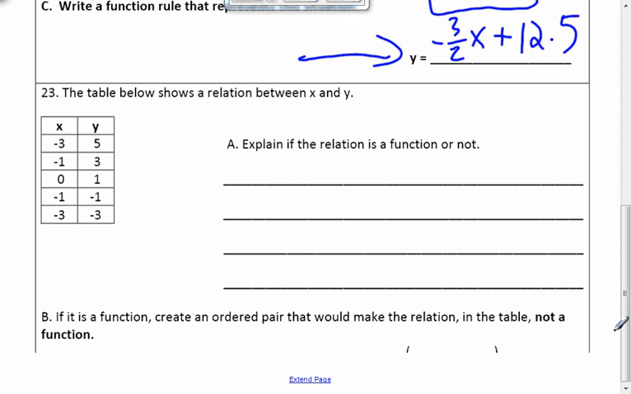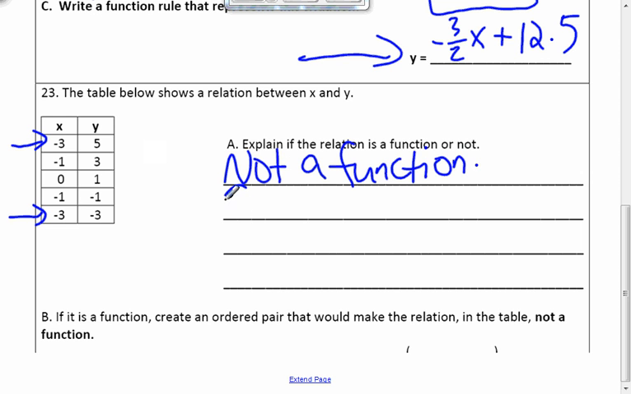Number 23, the table below shows a relation. Explain if the relation is a function or not. Well, let's take a look. The x value of negative 3 corresponds with the y value of 5. However, the x value of negative 3 also corresponds to the y value of negative 3. So this is not a function.